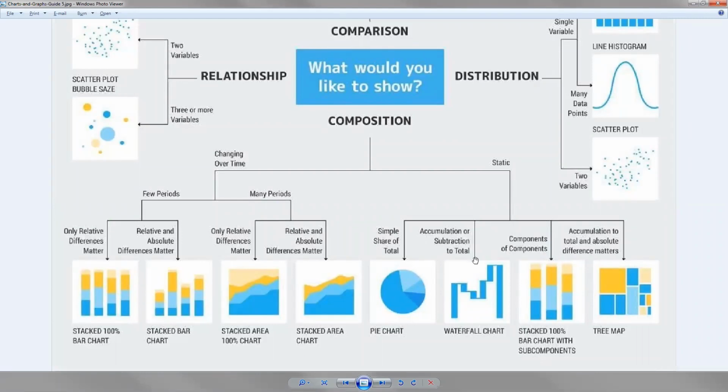Now there's another composition chart, called the waterfall chart, and it's used whenever we want to show either accumulation or subtraction of a total. Let's discuss what I mean by that.